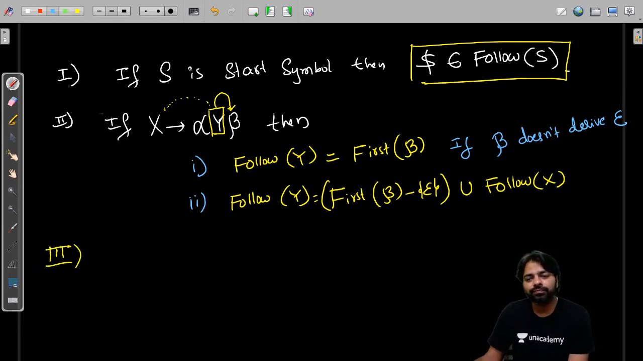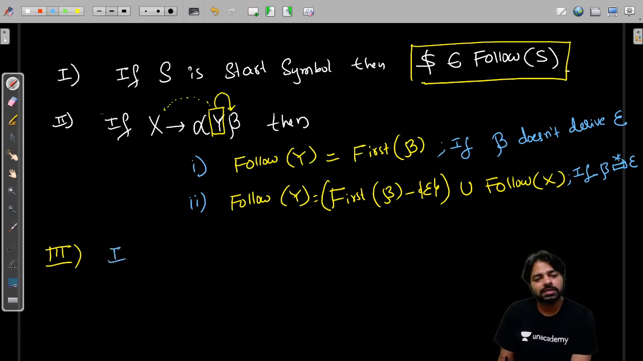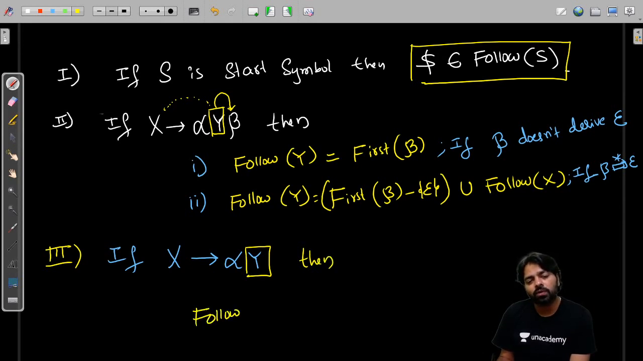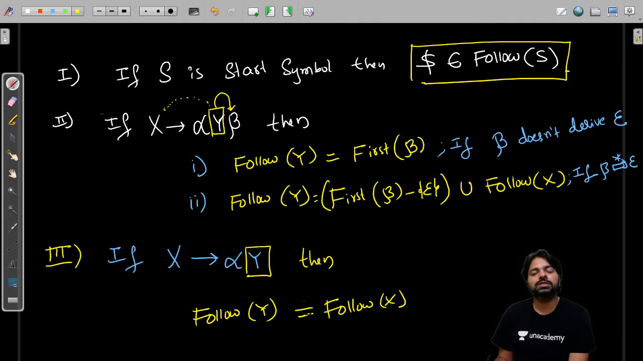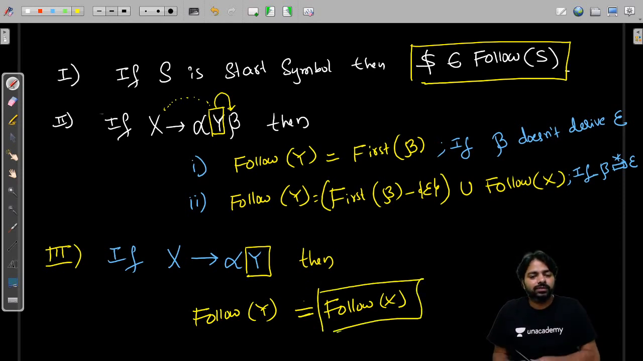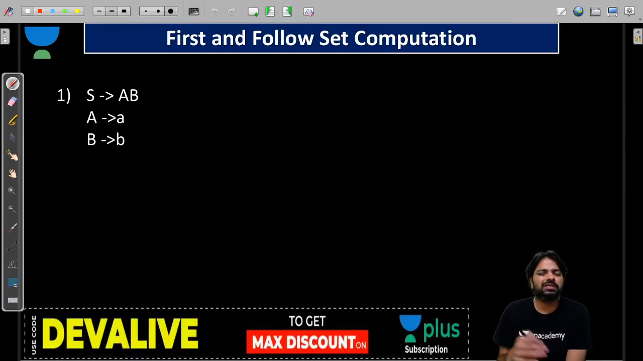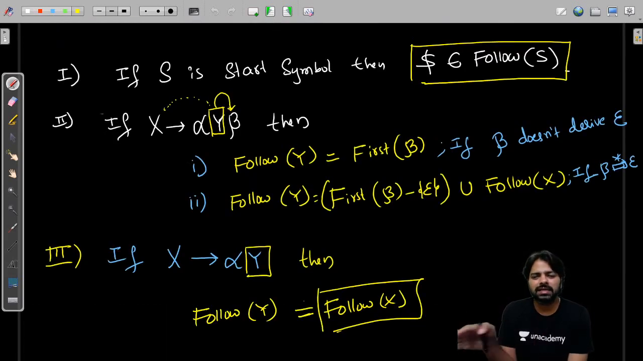Of course, let me write: if beta derives epsilon. To understand this point, let me write X derives alpha y. In this case, if anybody asks what is follow of y, directly you answer follow of X only. Follow of y you want to compute, you must depend on follow of X only. So follow of X is going to be the result of follow of y, because after y no one is there, so whoever is there after X, the same terminal will follow y. Good. Understood? Now let's practice to understand these rules of first and follow. There are many things, but this is enough to understand all the points.